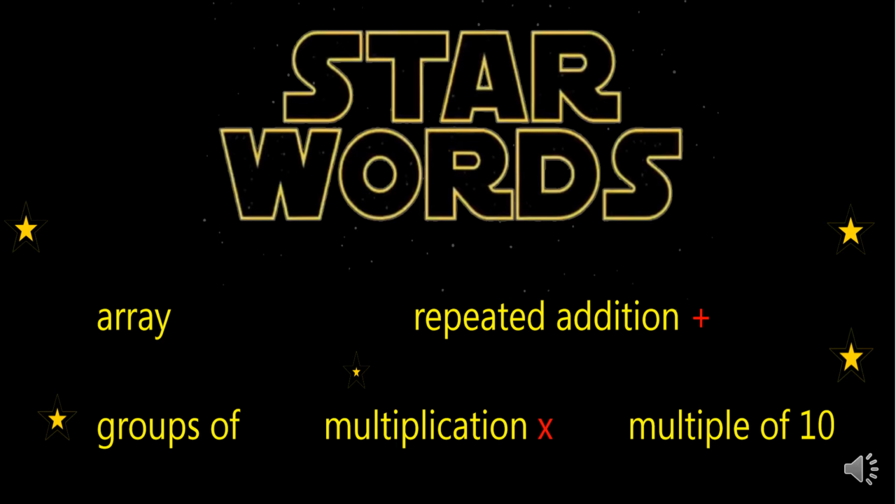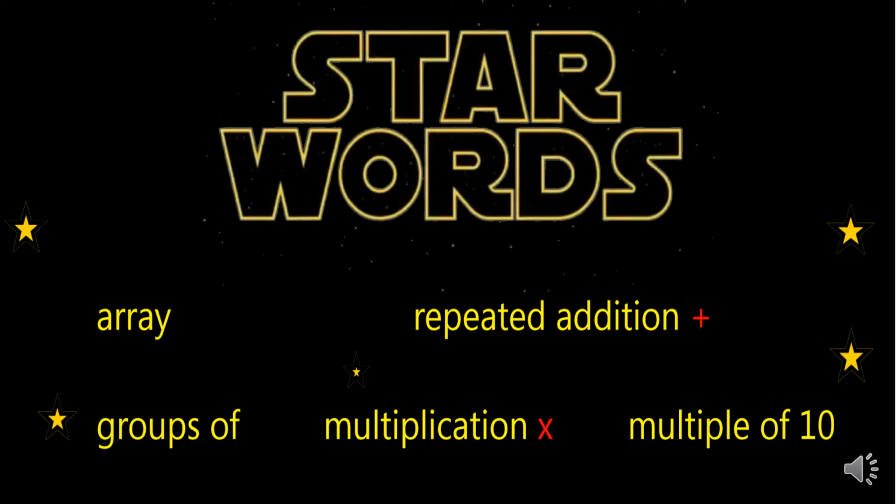Our first star word is array. These are our pictorial representations that help us visualize, that means see, multiplication sentences. We have pictures using rows and columns to help us.